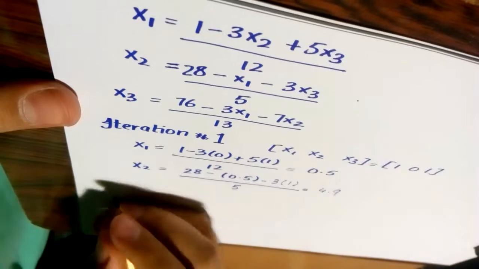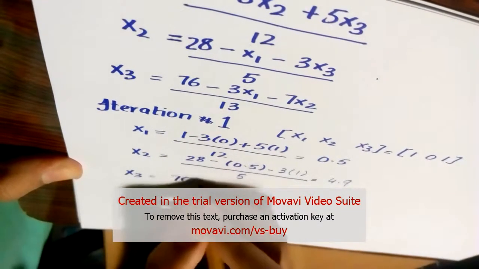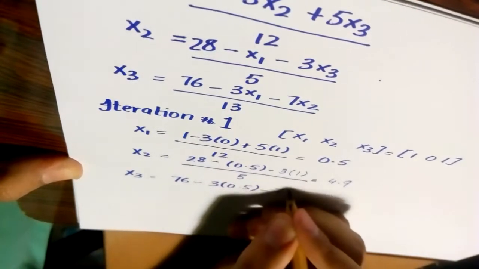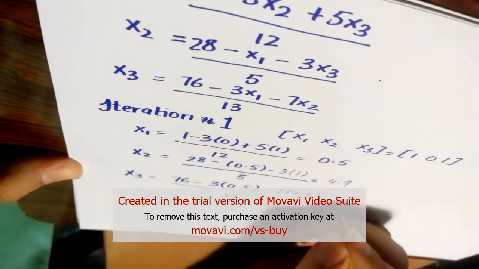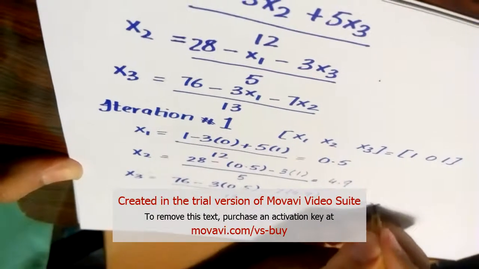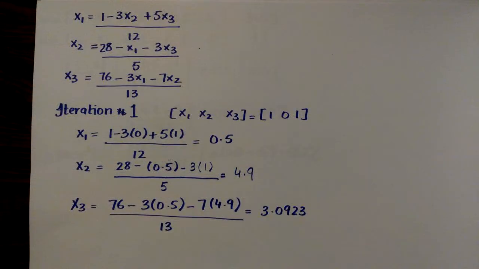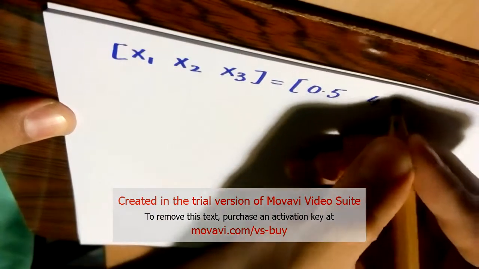Now from equation number 3, after plugging in the values of x2 and x1, we get 3.093. If you have any difficulty, you can pause the video and read it again more carefully.